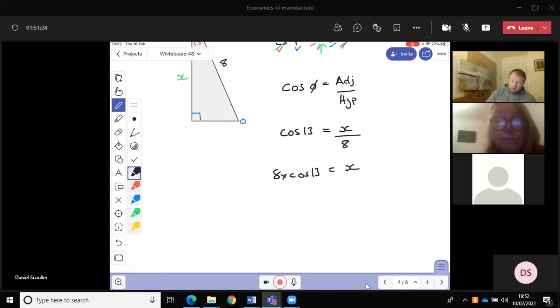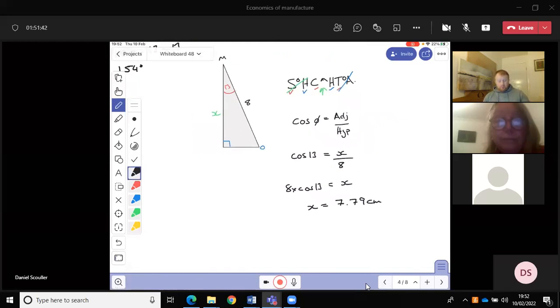Putting that in our calculator: 8 cos 13 equals 7.79 centimeters. Okay, so let's go back to the bigger diagram and work out what we have just found out here. What is that 7.79?